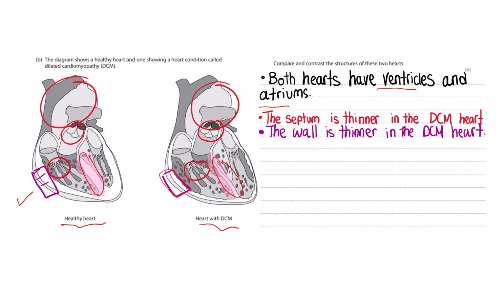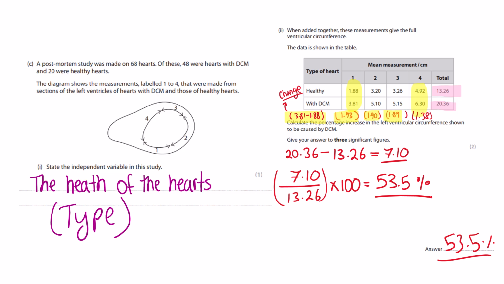So now let's talk about the differences. The septum is thinner in the DCM heart, and the wall is thinner in the DCM heart. Therefore, we covered 4 points, and we gained the 4 marks. Okay. A post-mortem study was made on 68 hearts. Of these, 48 hearts had DCM and 20 were healthy hearts. Okay, so there's a comparison between the health of hearts. So we have hearts that are ill and hearts that are healthy.